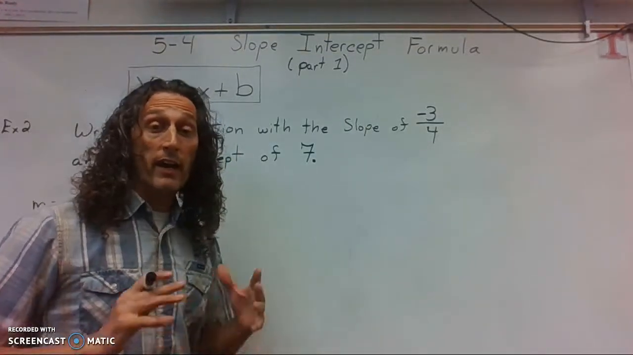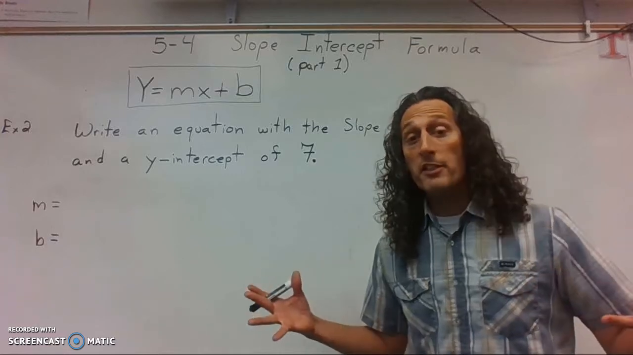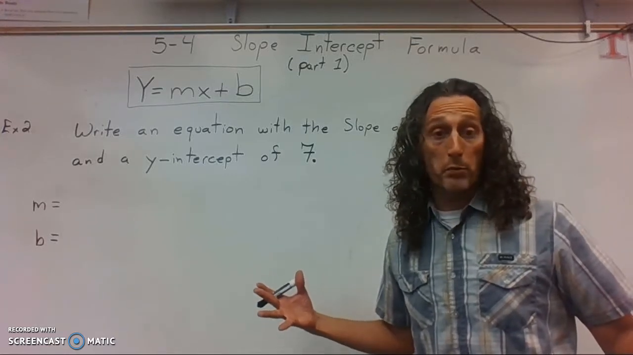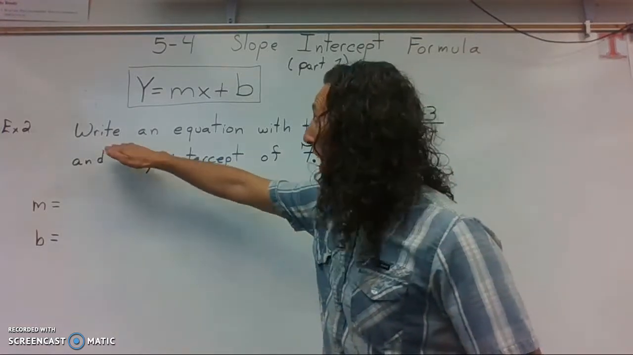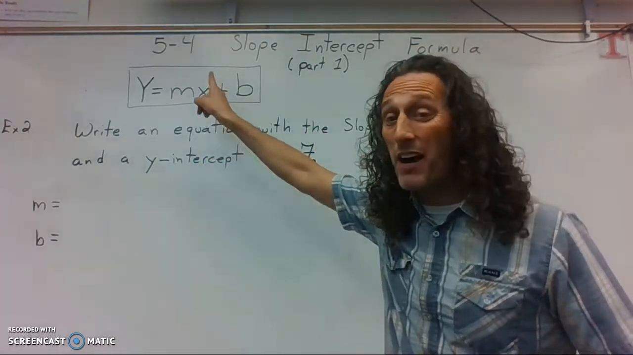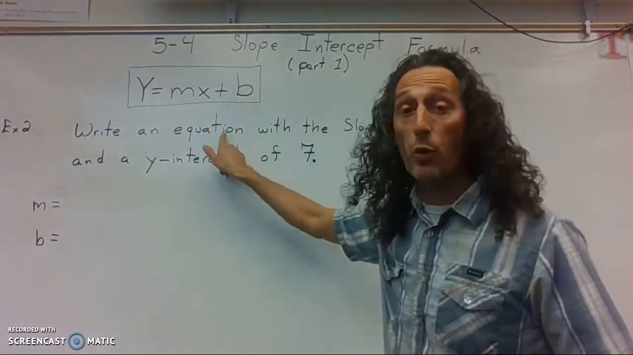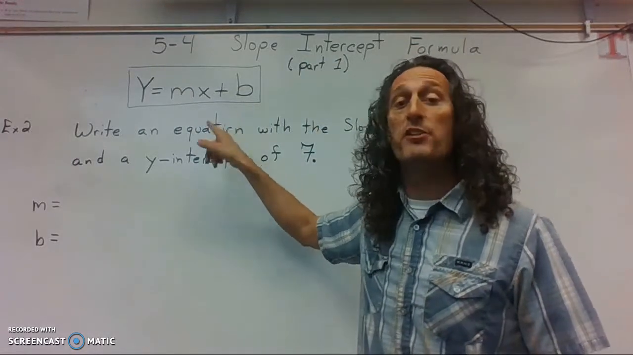All right, so here's example 2. Go ahead and hit pause and write this down and copy down the slope and the y-intercept symbols. All right, so do that real quick. Hit pause now. So this is going to be a really simple problem, to be quite honest. So it says write an equation. Well, what's the equation? It's right above it. y equals mx plus b. This formula is an equation, okay? It's an equation of a line.